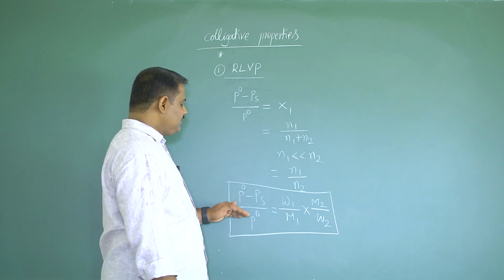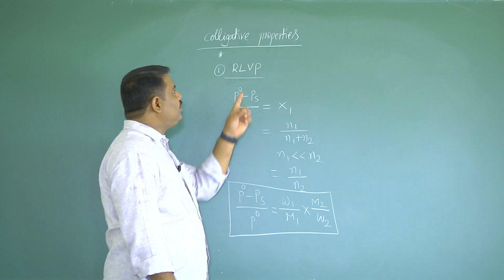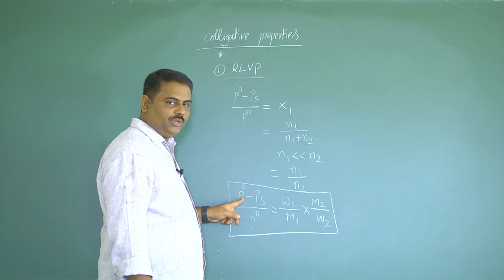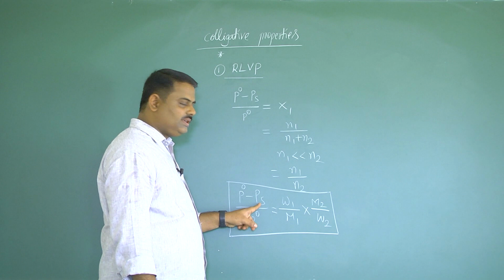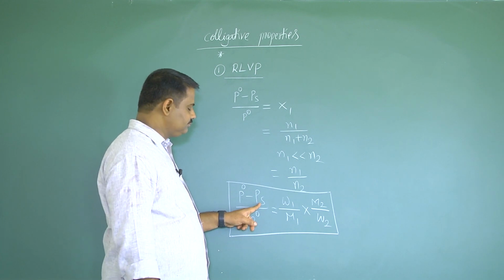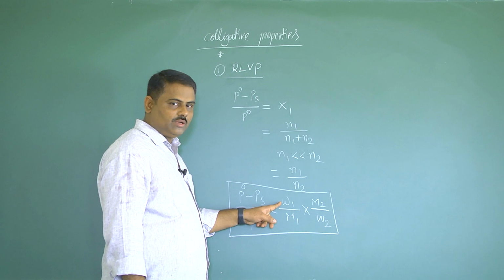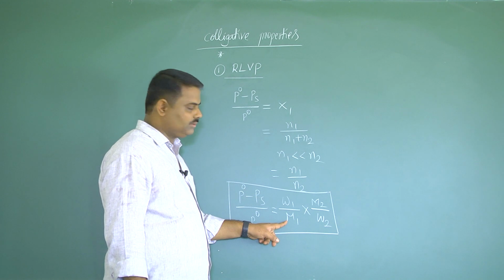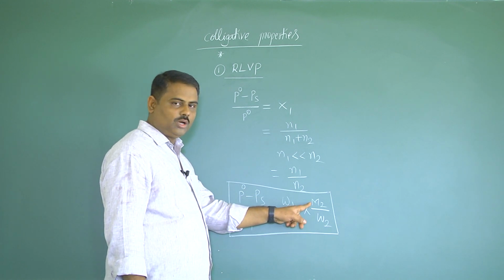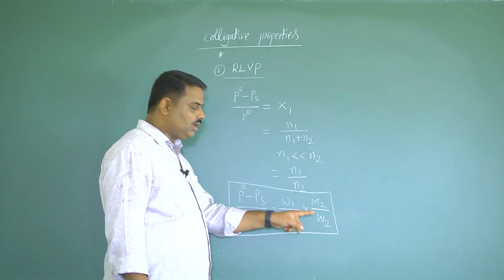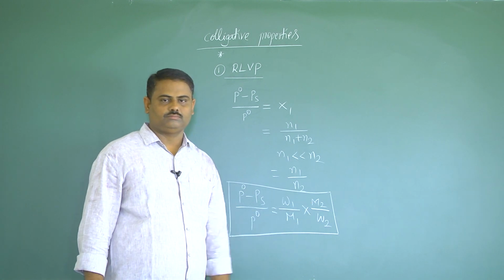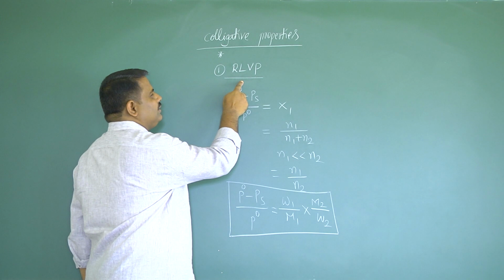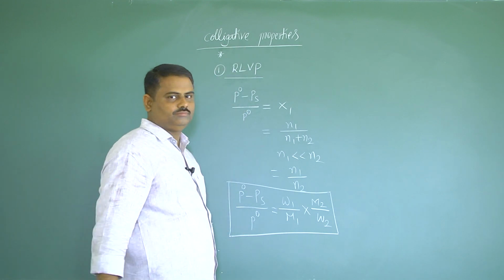Here how this RLVP is said to be a colligative property. Here P naught is vapor pressure of pure solvent, Ps is vapor pressure of solution, W1 is weight of solute, M1 is molar mass or molecular weight of solute, M2 is molecular weight of solvent, W2 is weight of solvent. Now here we can explain how this RLVP is a colligative property.